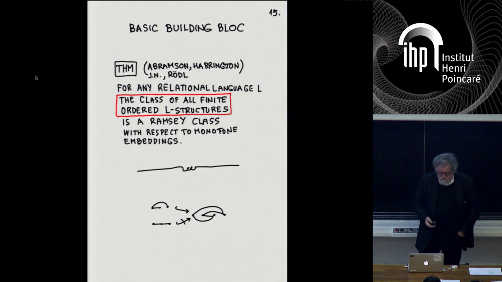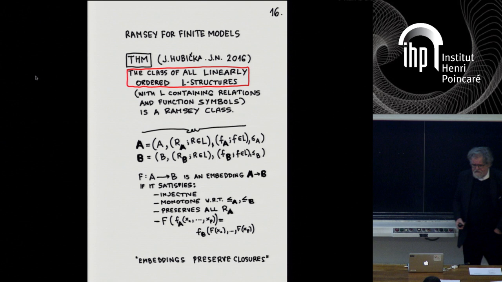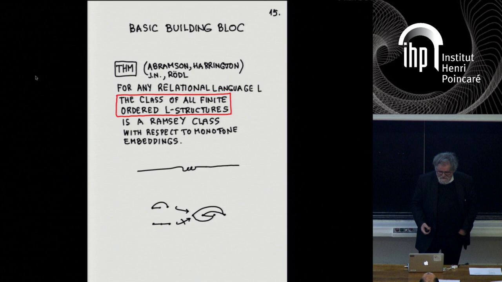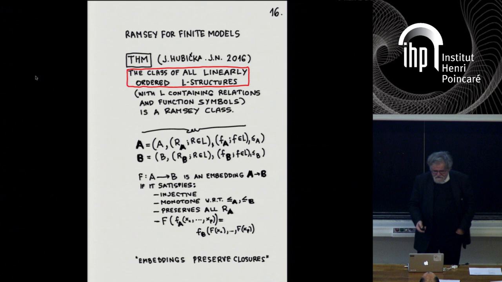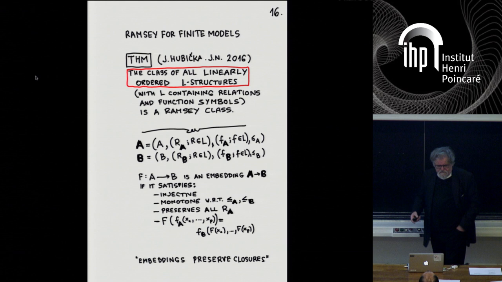Quite recently we generalized it to structures with functions, and for finite models. It's the same theorem: the class of all linearly ordered L structures. But the language is different. In the language, you allow functions, operations of any arities. So if you have structures with binary and ternary operations on them, no axioms, just the structures in that language.